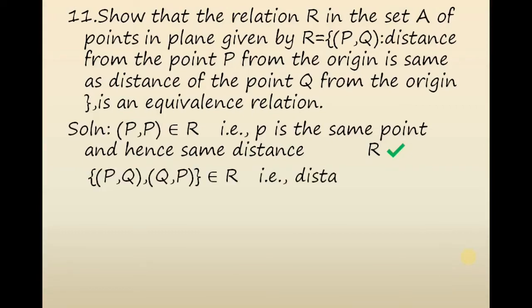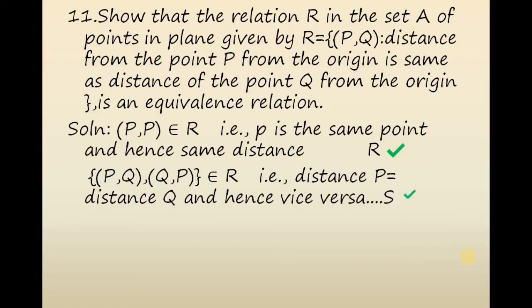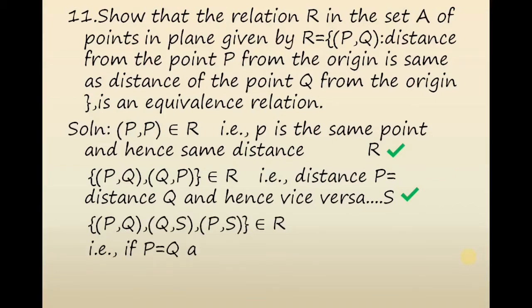Let's move on. For symmetric, we know it has to be in the form (P,Q) and (Q,P). That means the distance of P equals that of Q, and obviously Q equals P, so it is symmetric. Let's see for transitive. If P is equal to Q and Q is equal to S. Why I have taken S here is because we are already using the letter R for the relation. So don't get confused. Then obviously P is equal to S. It is very direct.